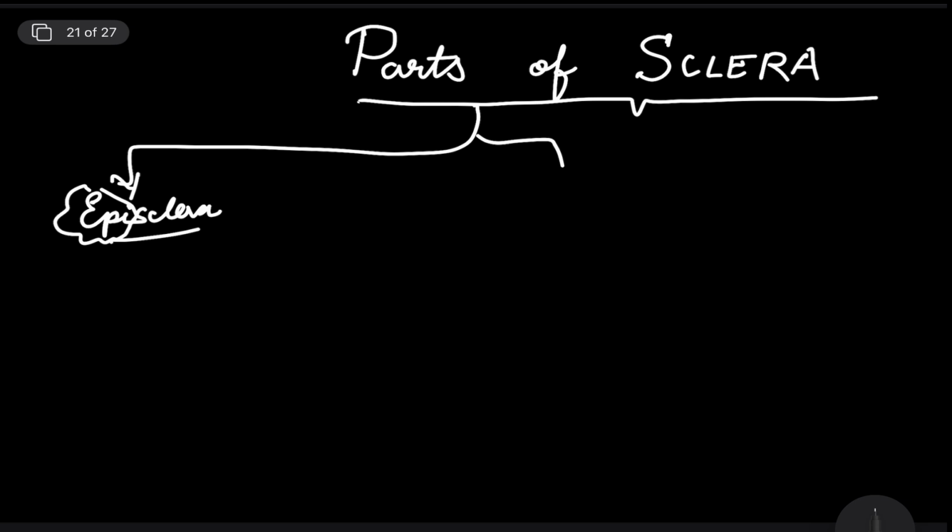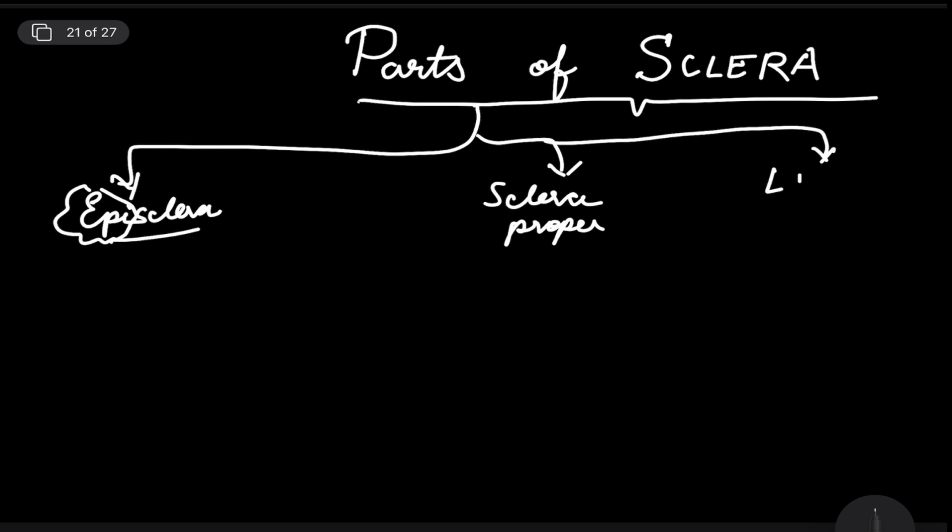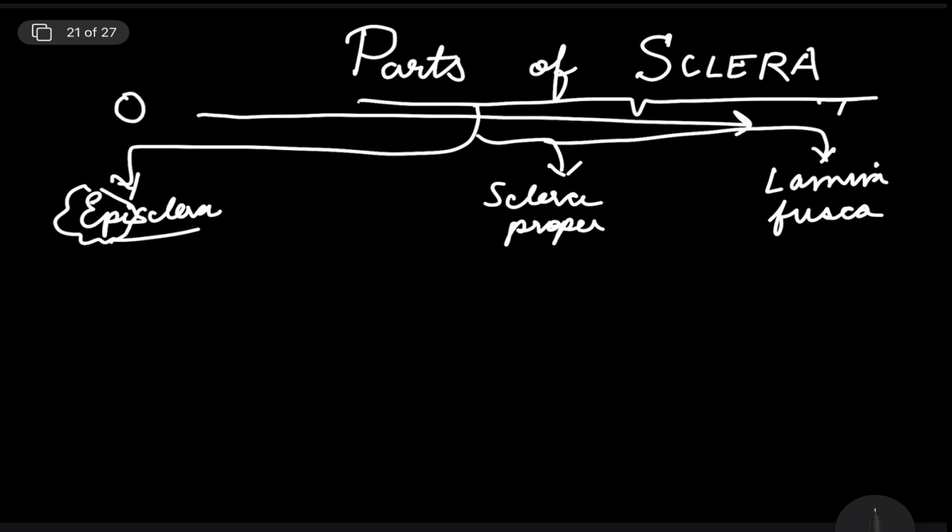Then what is the second layer? It is called sclera proper. What is the third layer? Third layer is lamina fusca. This is the innermost layer. So basically we are going from outermost to innermost: episclera, sclera proper, lamina fusca. Let's learn 2 or 3 facts about each of these layers.